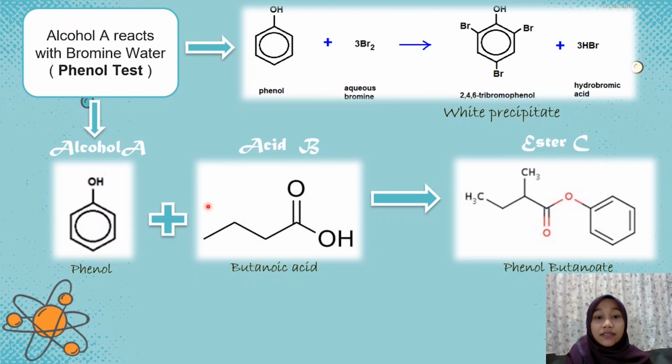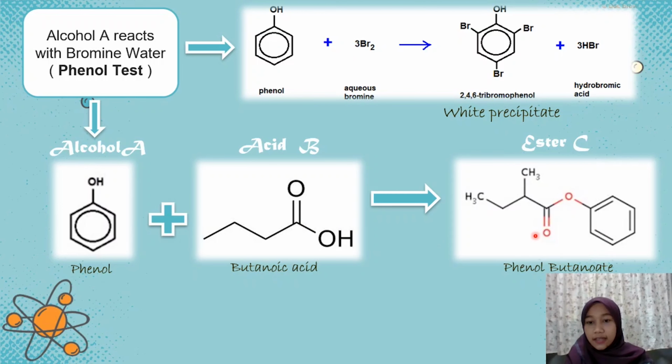So how can we know this carboxylic acid has 4 carbon? Okay, this compound has 10 carbon, and phenol has 6 carbon. So 10 carbon minus 6 carbon, we get 4 carbon left. So 4 carbon is butane. So 1, 2, 3, 4, and it's a carboxylic acid. So we name it butanoic acid.